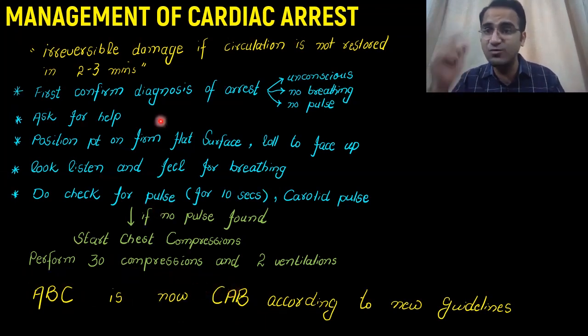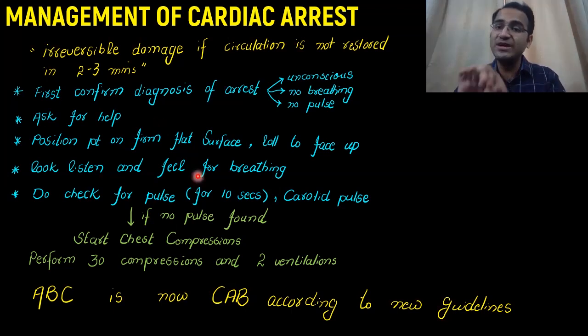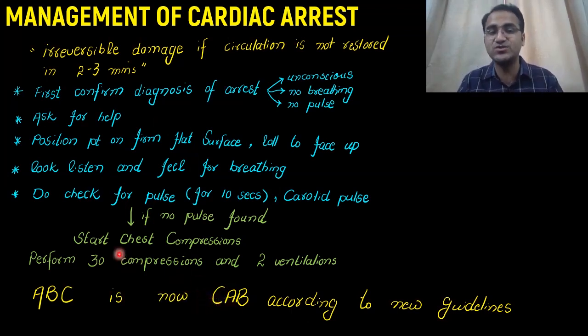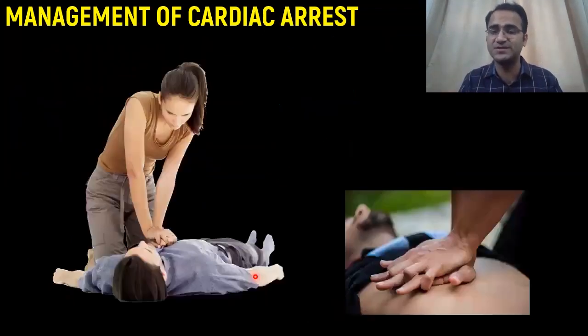Since we said that irreversible damage to the brain occurs if you do not reinitiate circulation, what you are helping while doing the chest compressions is that you are trying to push the blood to the brain so that ischemia does not take place. So ABC in cardiac arrest is CAB, where circulation is the priority. After that, you go for ventilation. So 30 compressions, after that, you give 2 ventilations and you repeat the cycle. That's a cycle of CPR with 30 compressions and 2 ventilations.